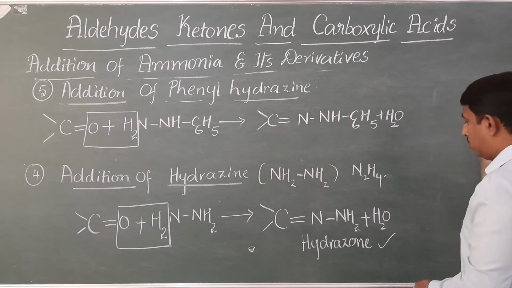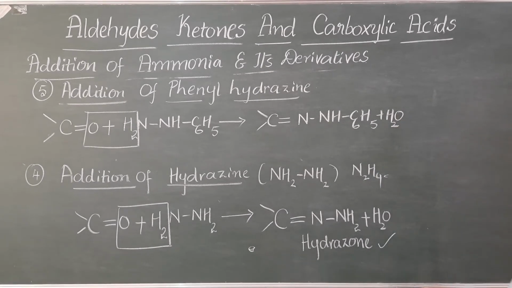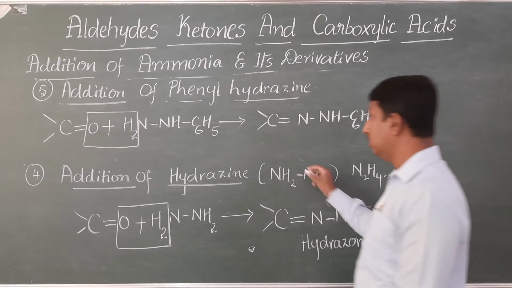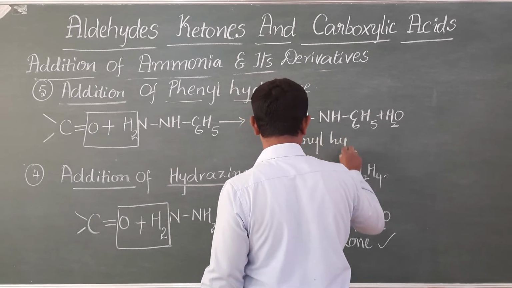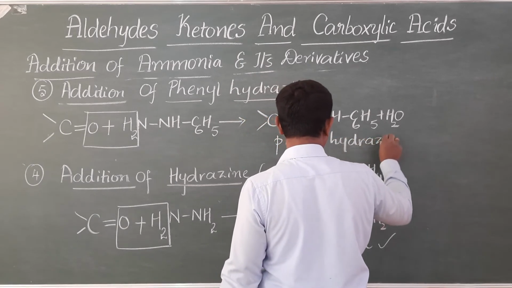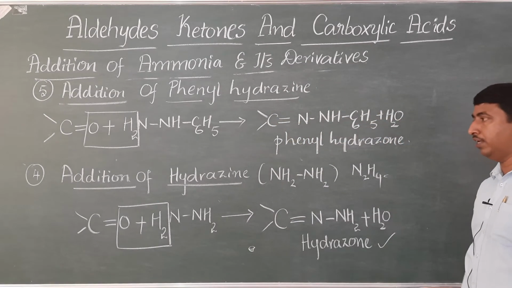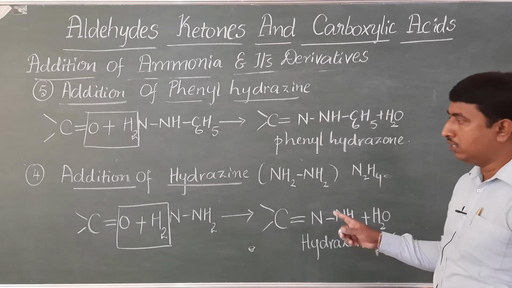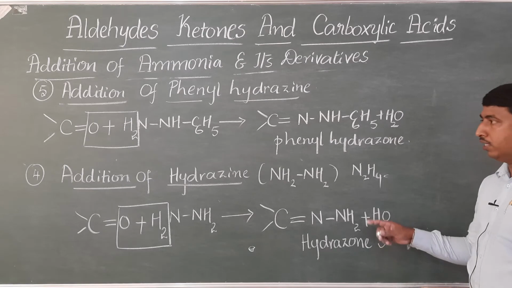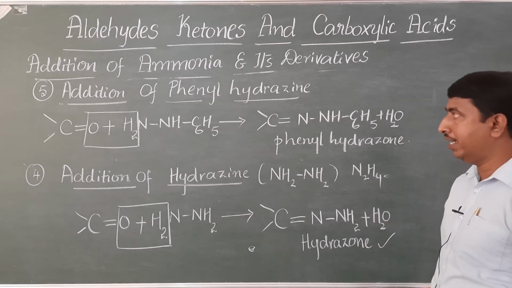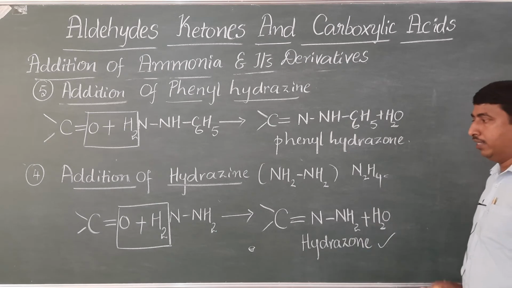What is the name of this product? Product formed with hydrazine is named hydrazone. With phenylhydrazine, the product is named phenylhydrazone. So reaction of aldehyde with hydrazine produces hydrazone. Reaction of aldehydes and ketones with phenylhydrazine produces phenylhydrazone.